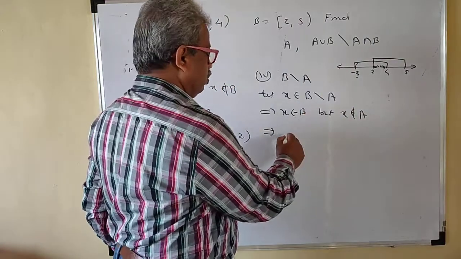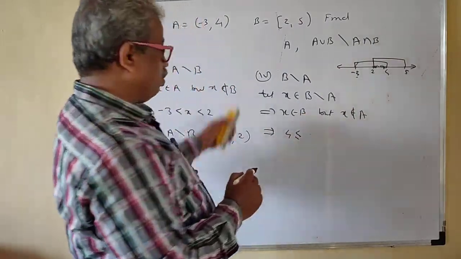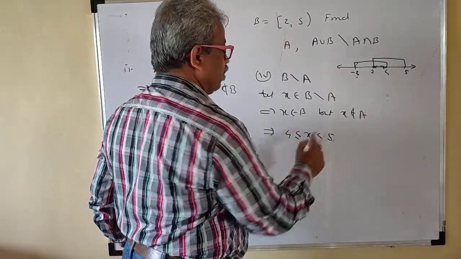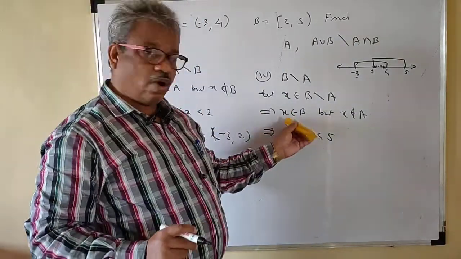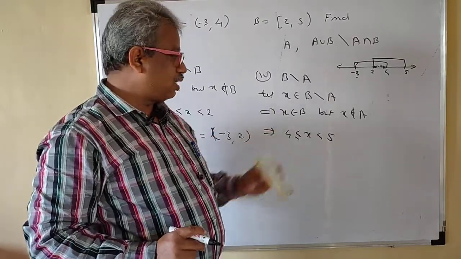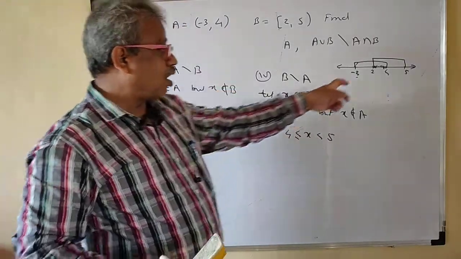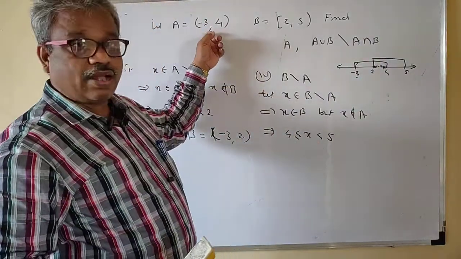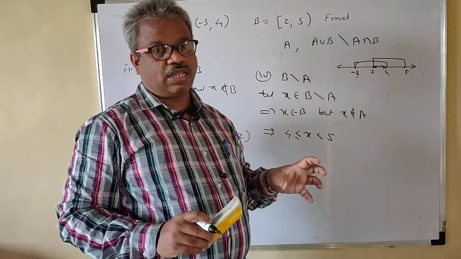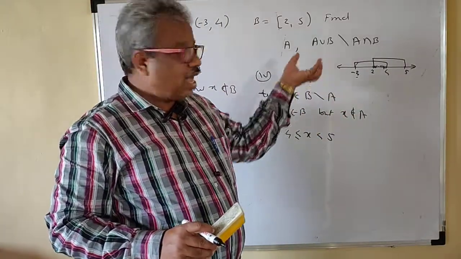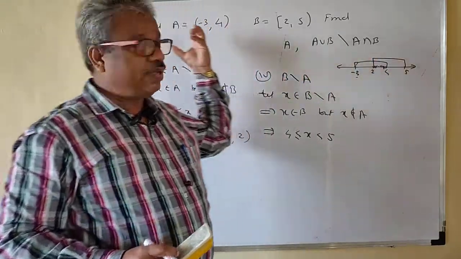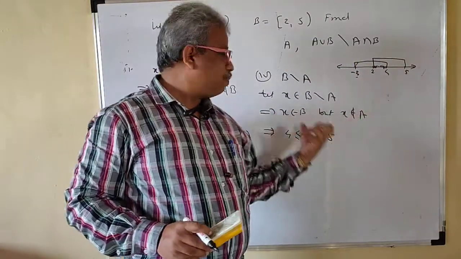So what can we write? Less than or equal to, because 4 is in B, so we can write 4 less than or equal to x, and strictly less than 5, because 5 is not an element of B. So these are the elements which are in B but not in A, 4 to 5, right? The numbers from 2 to 4 are in A also, so you have to drop the elements which are in A. You take the elements of B which are not in A. The numbers lying between 2 and 4 are elements of A, so you drop them from B. That will be your B minus A.